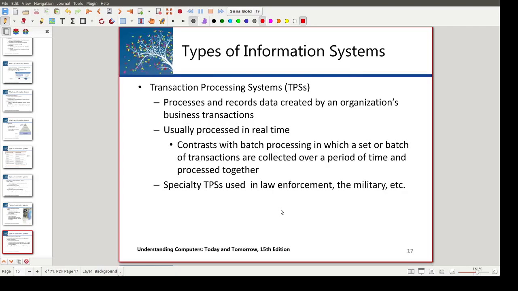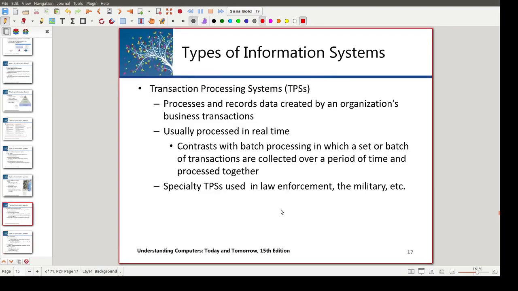But in the history there was something called batch processing. In batch processing, a set of transactions is collected over a period of time, for example, half a day, 3 hours, 5 minutes, any time, and they are then processed together. But in transaction processing systems these days, it is usually processed in real time. There are some specialty transaction processing systems used in law enforcement and military.